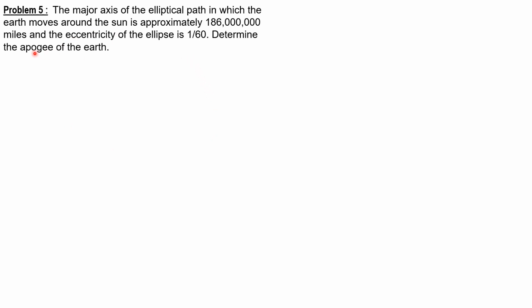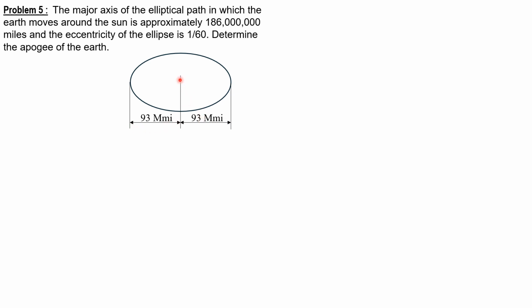That is equal to A plus C, as will be shown here. The shortest distance between the Earth and the Sun is called perigee, and that is A minus C. So determine the apogee of the Earth. Take note that eccentricity is C over A for the ellipse. So half of 186 million miles is 93 million miles.